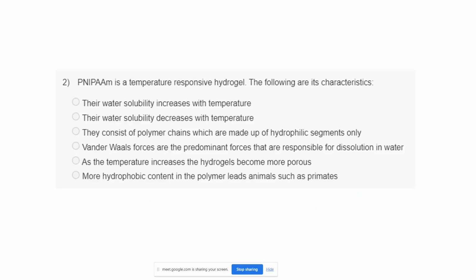Okay. So here is the second question. NIPAM is a temperature responsive hydrogel. The following are its characteristics. Their water solubility increases with temperature. Their water solubility decreases with temperature. They consist of polymer chains which are made up of hydrophilic segments only. Van der Waals forces are the predominant forces that are responsible for dissolution in water. As the temperature increases, the hydrogels become more porous. More hydrophobic content in the polymer leads to animals such as primates. What is the characteristic of this temperature responsive hydrogel?